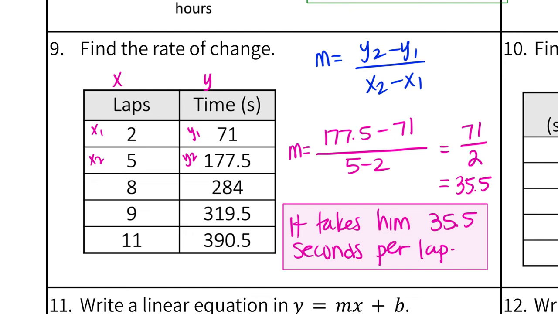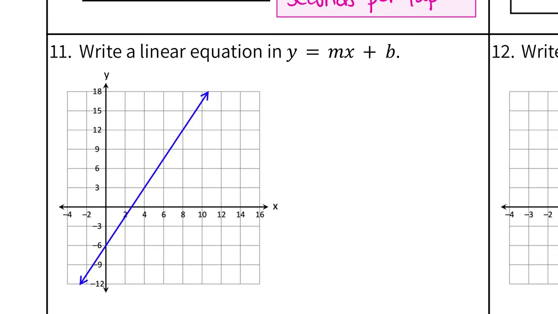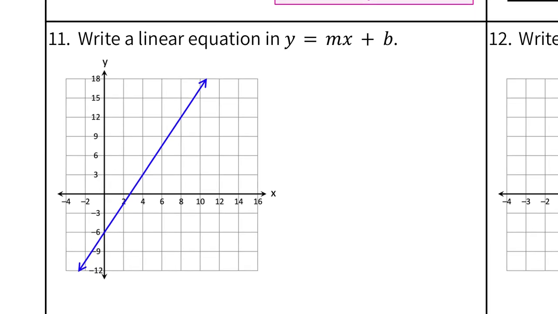Okay, and then last topic is writing linear equations. And just like we did before, we're going to try one from a graph and one from a table. There's two things we need to find. I'm going to highlight them. We need to find M and B. So M stands for slope, and B is the y-intercept.